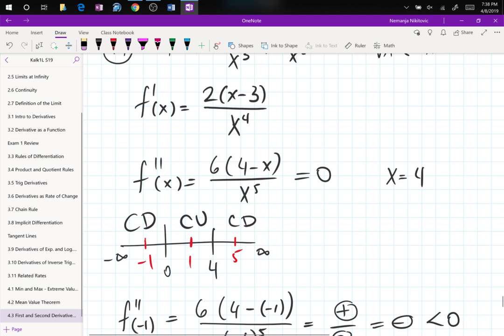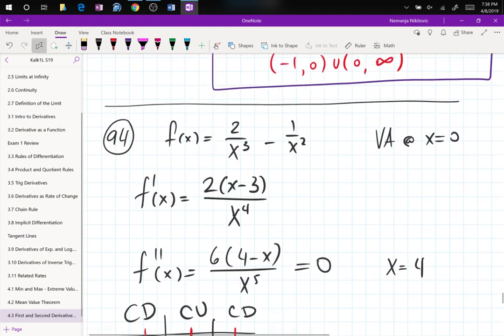Desmos.com, and then in the graph, I'm just going to plug in our function. So we have 2 divided by x cubed minus 1 divided by x squared.